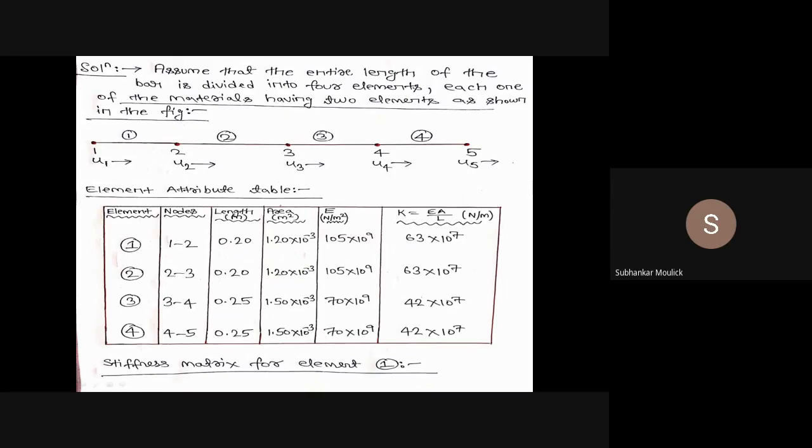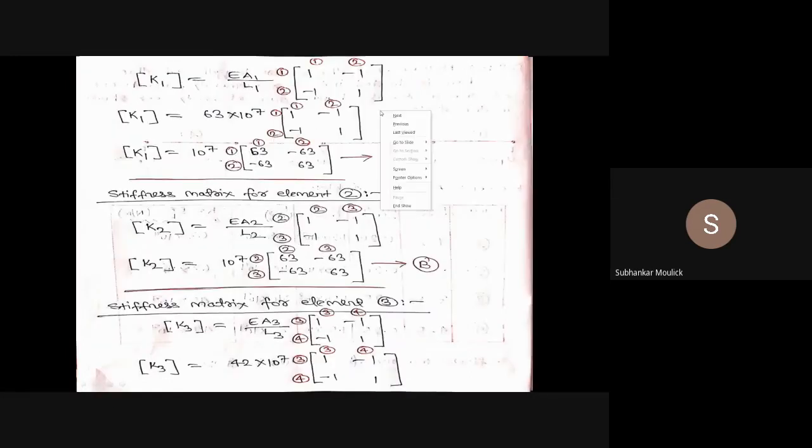Once we have tabulated this element attribute table, next step is for each and every element individually, we will find out the stiffness matrix. We know that stiffness matrix is given by the expression E into A by L. It is a 2 cross 2 matrix, and the elements of the matrix are 1, minus 1, minus 1, 1. The first row represents the first node, the second row represents the second node of any particular element.